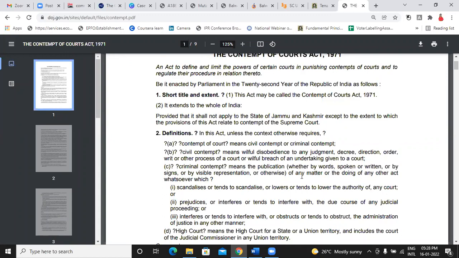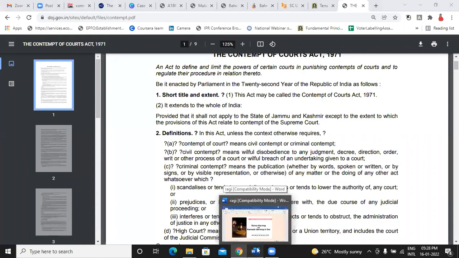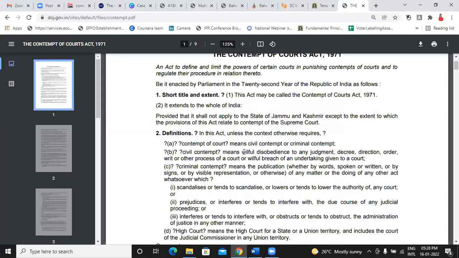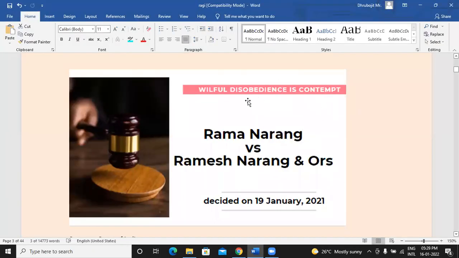Criminal contempt means any sort of publication, any matter, doing anything whatsoever. Like this Prashant Bhushan case, that was criminal, right? He had posted something on social media. Like that, we would decide what is being done, and based on that, whether it is civil or criminal. So in this given case, it talks about willful disobedience is contempt. And where we are getting willful disobedience, we are getting it in civil, right? So that means this case is related to civil contempt.